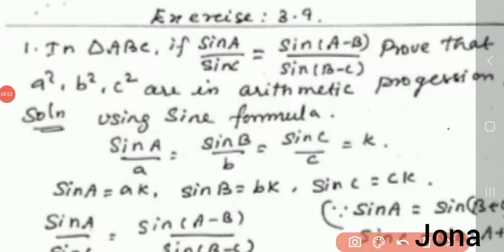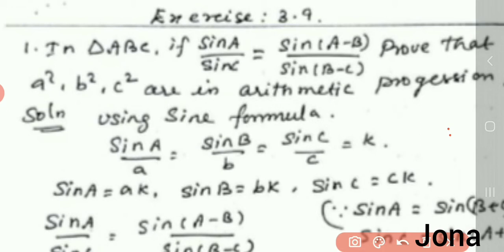Exercise 3.9. In triangle ABC, if sin A by sin C equals sin of (A minus B) by sin of (B minus C), prove that A square, B square, C square are in arithmetic progression.